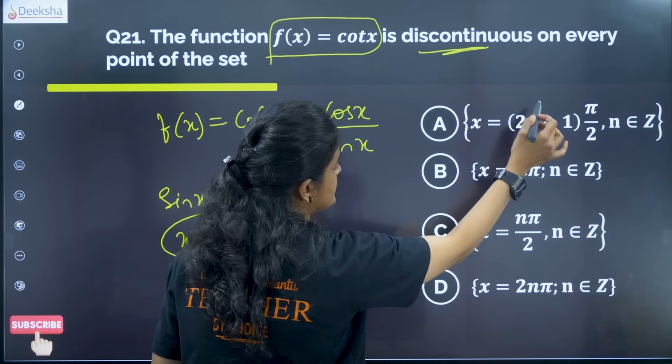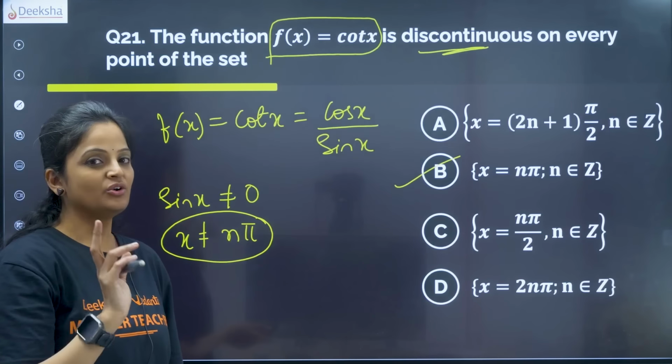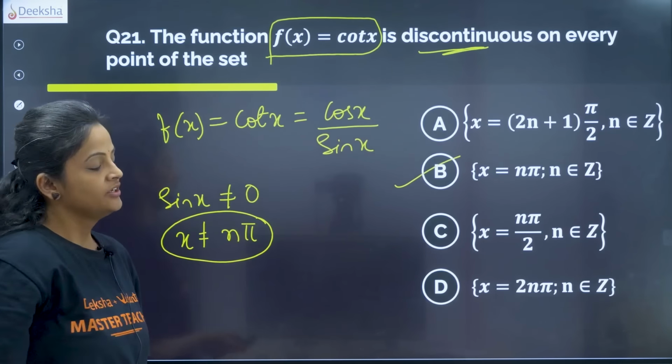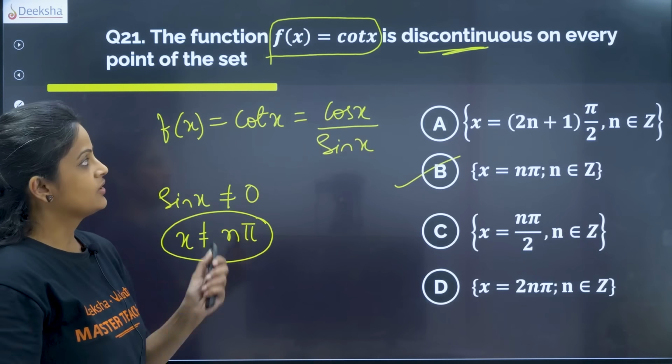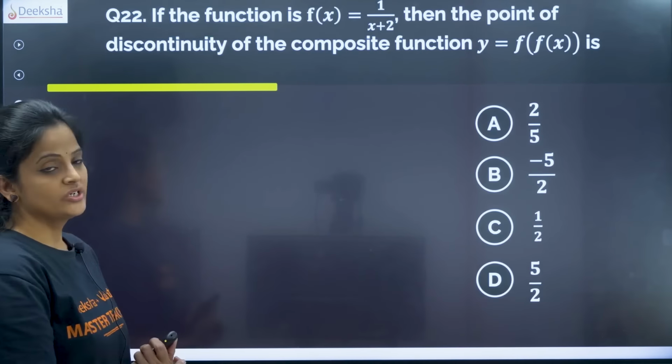Okay. So where is n pi? Option B is n pi. So that's why in that domain you are not taking n pi, because that is giving you discontinuity. Let's see the next question.